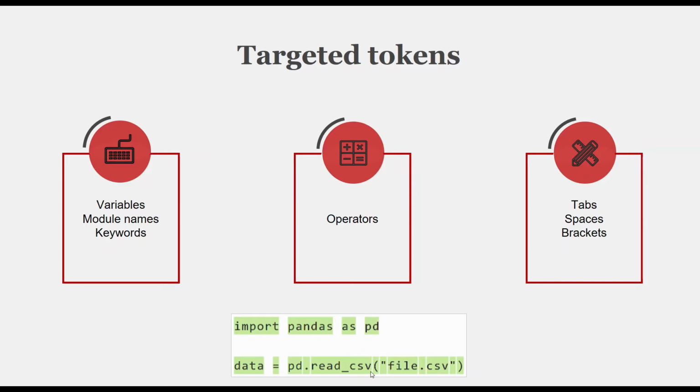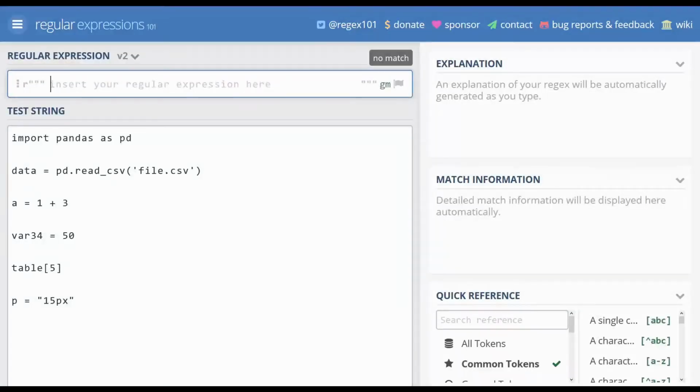The first one are variables, module names, and keywords. The second one are operators such as the equal sign. And the last one are tabs, spaces, and your typical brackets. In the next sections, you'll get to see the code we use to switch Scikit-learn's default tokenizer with our own. But for now, let's have a visual demonstration of the regexes we used.